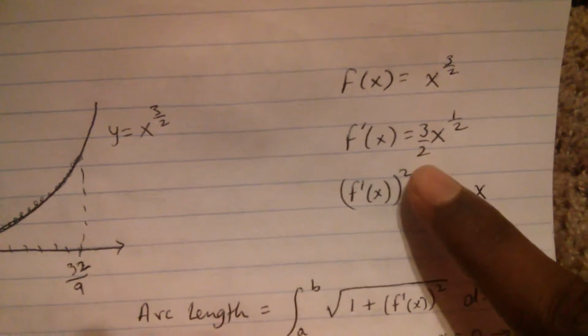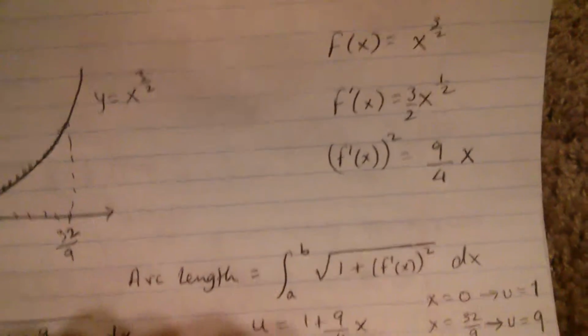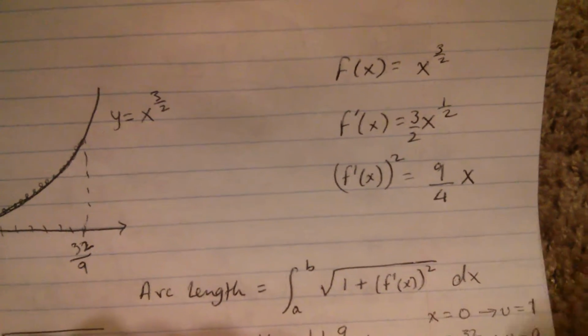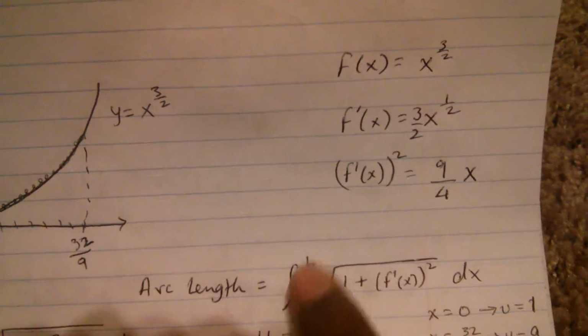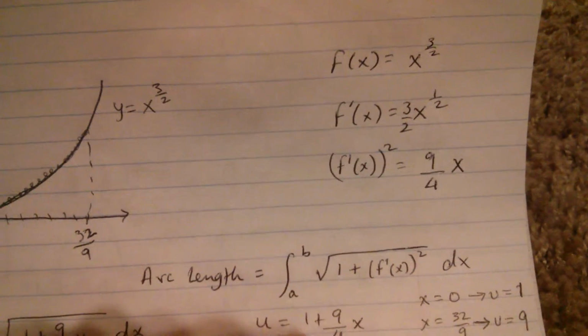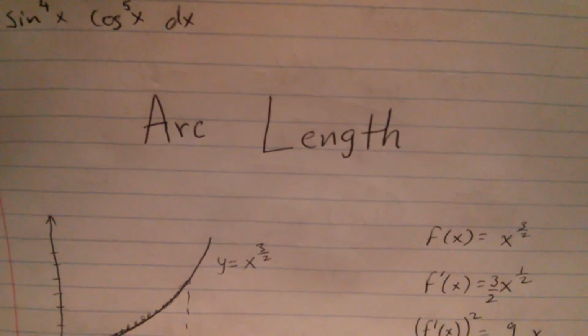and then square the derivative, because that's what we are using in our formula, right? So just do that, and a to b dx. That's the formula. Just memorize this formula, and that's it for arc lengths.